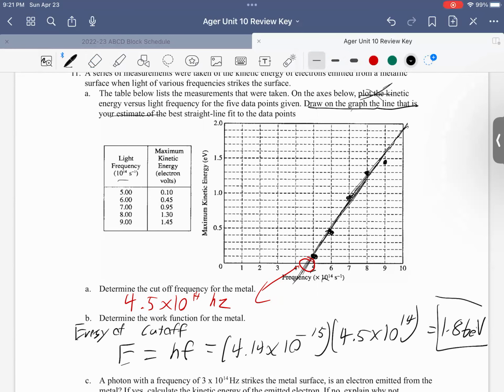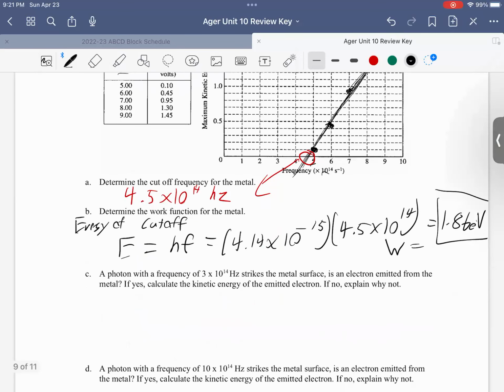EV. All right, and so that is the work function. That's the energy of the thing. So that equals W for this particular metal. So all the electrons are going to need 1.86 electron volts of energy to get free from the metal.